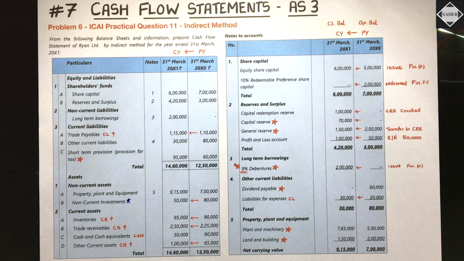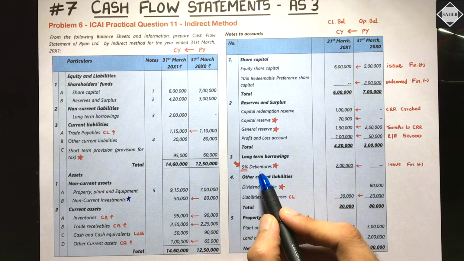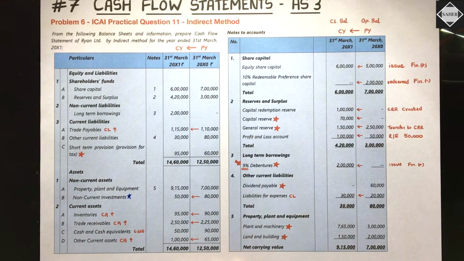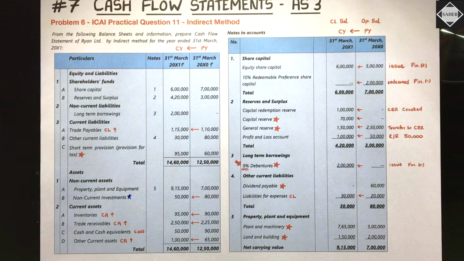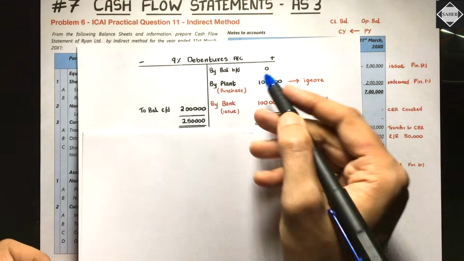And then do we have to open any more ledger accounts? Debentures. We have not opened an account for debentures. So let's open an account for debentures. It's really simple. Let me just show you. Debentures account. It's a liability account. Credit means plus, debit means minus. Opening balance on the credit side, closing balance on the debit side. So see here, debentures, opening balance 0, closing balance 2 lakh.